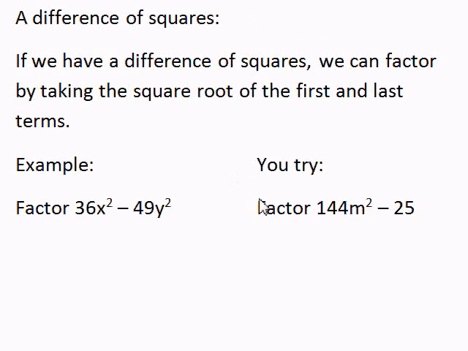The second type we'll look at is a difference of squares. If we have a difference of squares, we can factor by taking the square root of the first and last terms. That's not a complete set of instructions, it just gets us started.